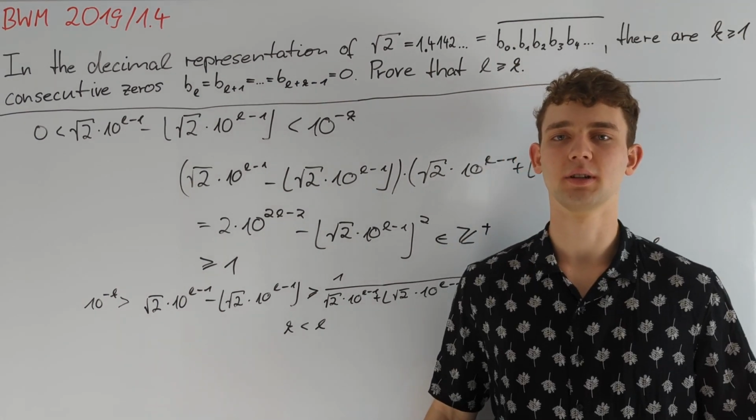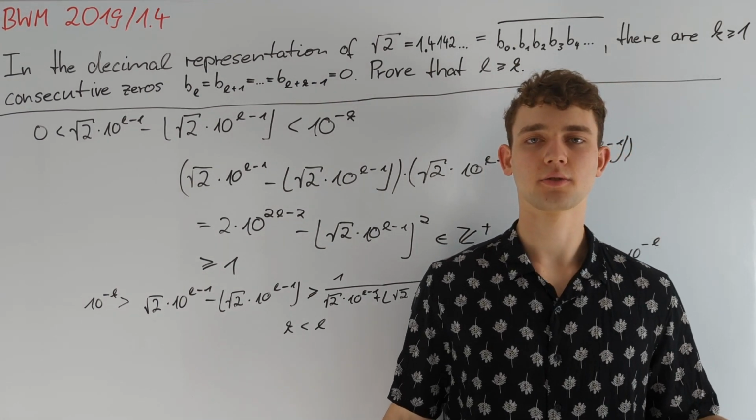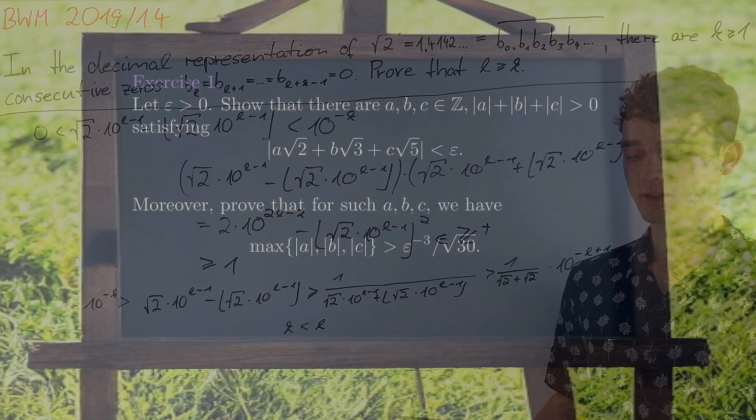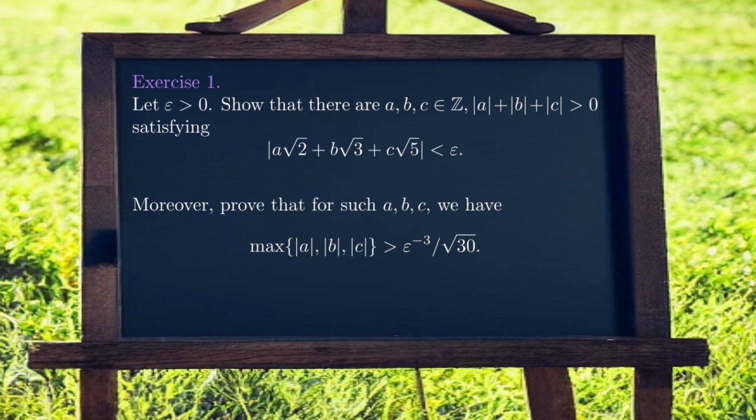As announced, here's a related problem to this one, and you can try to solve it on your own and leave your ideas in the comments if you want to. Let epsilon be greater than 0. Now show that there are integers a, b and c, not all equal to 0, satisfying the absolute value of a square root 2 plus b square root 3 plus c square root 5 is less than epsilon. Moreover, we want to prove that for such a, b, c, their maximum absolute value is greater than epsilon to the power of negative 3 divided by square root 30.